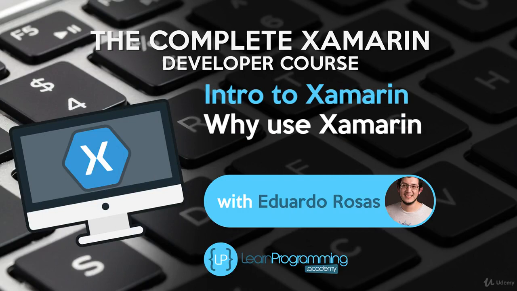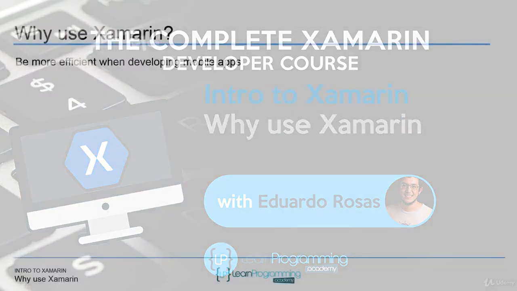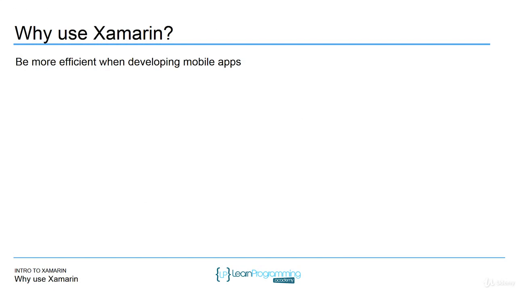Now that we have talked about what Xamarin is and how it can help you build Android and iOS applications that share C# code, let's talk about the advantages of using it and why you should be using it. Mainly, Xamarin will allow you to be way more efficient when developing mobile applications.